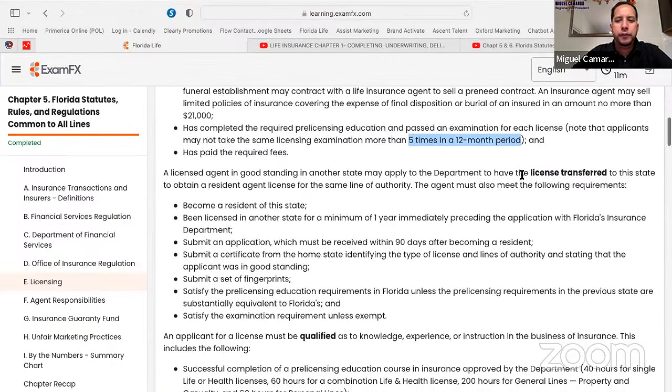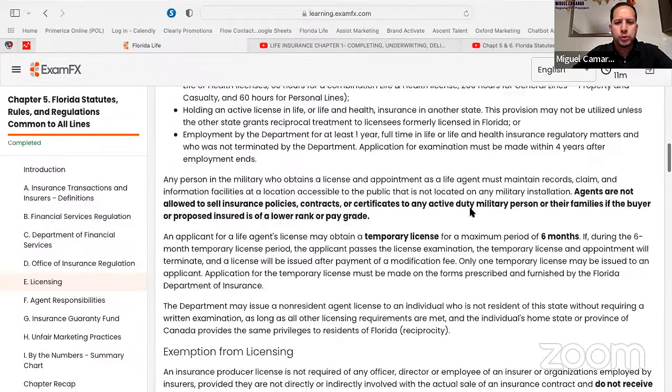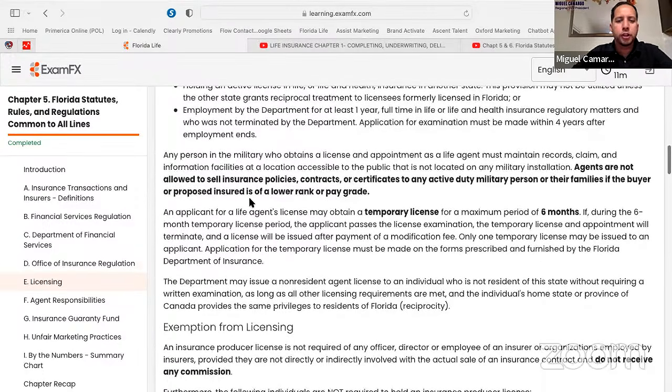License transfer. If you go from one state to another, you can transfer your license. In certain states, you can get a temporary license for a maximum of 6 months. All you have to do is complete your licensing class. Not every state offers a temporary license, though.